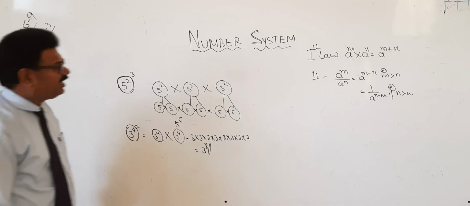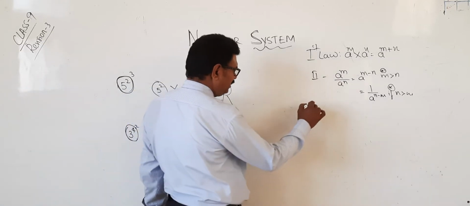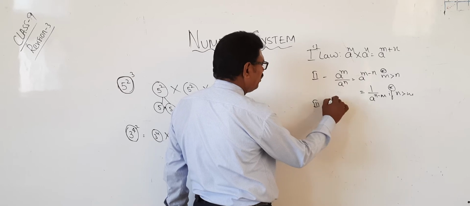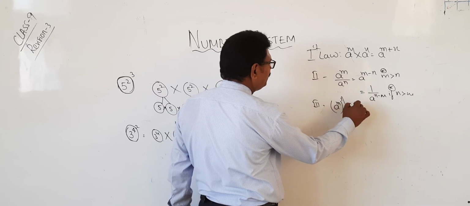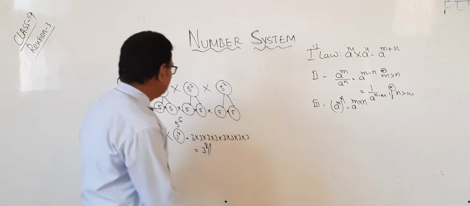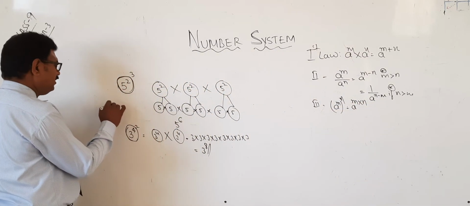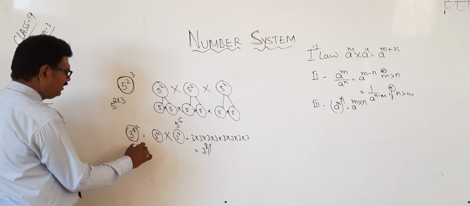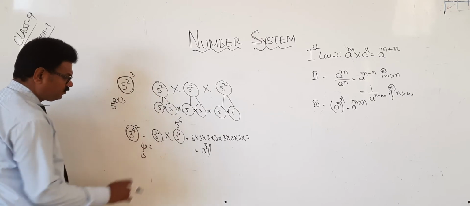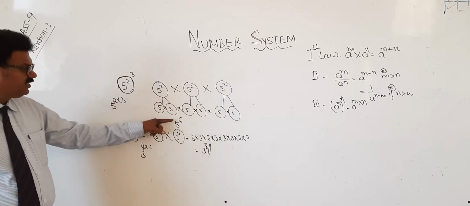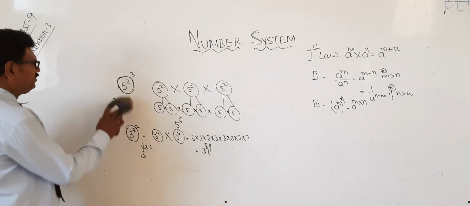So in general, how can we write the third law? Very, very simple. (a to the power of m) whole to the power of n equals a to the power of m into n. That means here I can write 5 to the power of 2 into 3, here 3 to the power of 4 into 2, 4 to the 8, 2 to the 6. Understood?